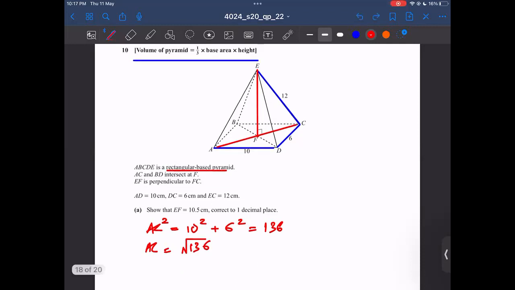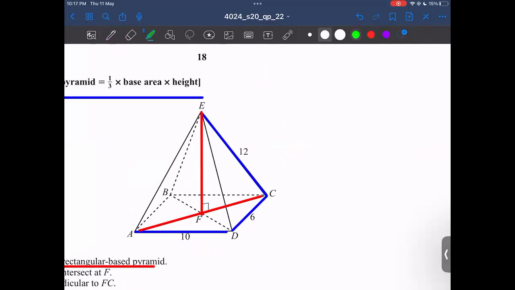Now, why am I dividing it by 2? I'll get the value of AF, or FC. Dividing by 2, I'll get the value of AF, that is root 34, or you can say FC as well. Now you have the value of FC. You have the value of this EC. And this is making an angle of 90 degrees. So there is one more right angle triangle here, the one with the green shading.